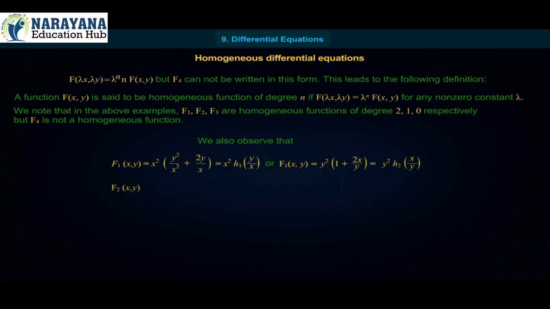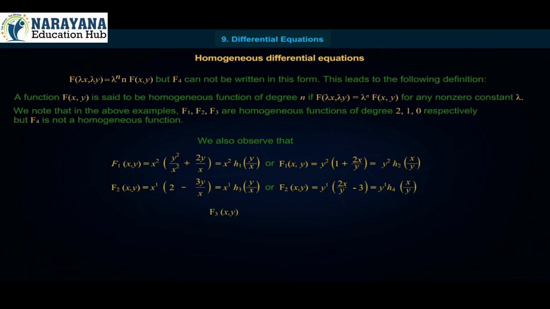f2(x,y) is equal to x¹ (2 − 3y/x) is equal to x¹ h3(y/x), or f2(x,y) is equal to y¹ (2x/y − 3) is equal to y¹ h4(x/y).